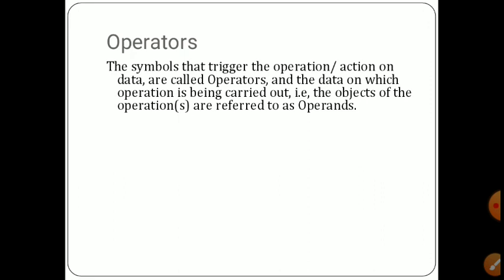What is this? A symbol, that is a symbol that triggers operations and actions. Basically, these symbols are used to do some calculations, some operations, some actions on our operand. So this is called operators. The data on which operations are carried out, the objects of the operations, are referred to as operands.